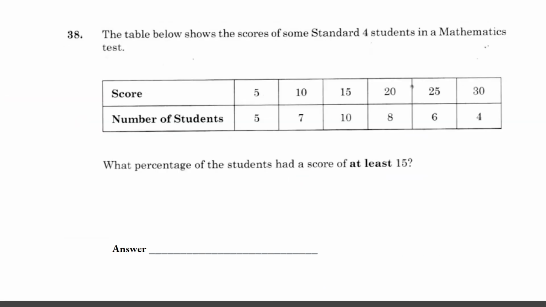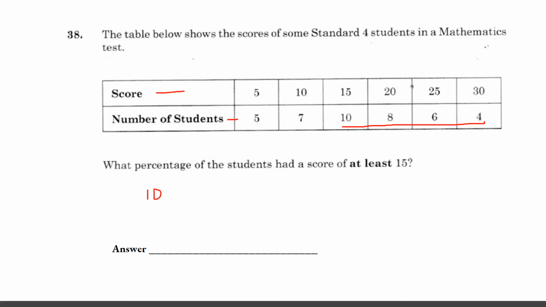Question 38. The table below shows the scores of some standard 4 students in a mathematics test. This is the score, number of students. What percentage of the students had a score of at least 15? All these students here had at least 15. So we need to add that first.